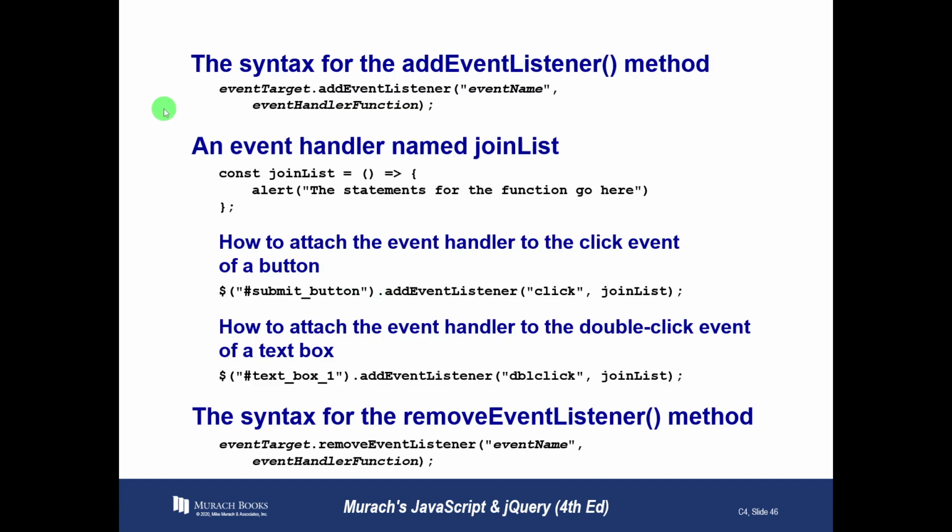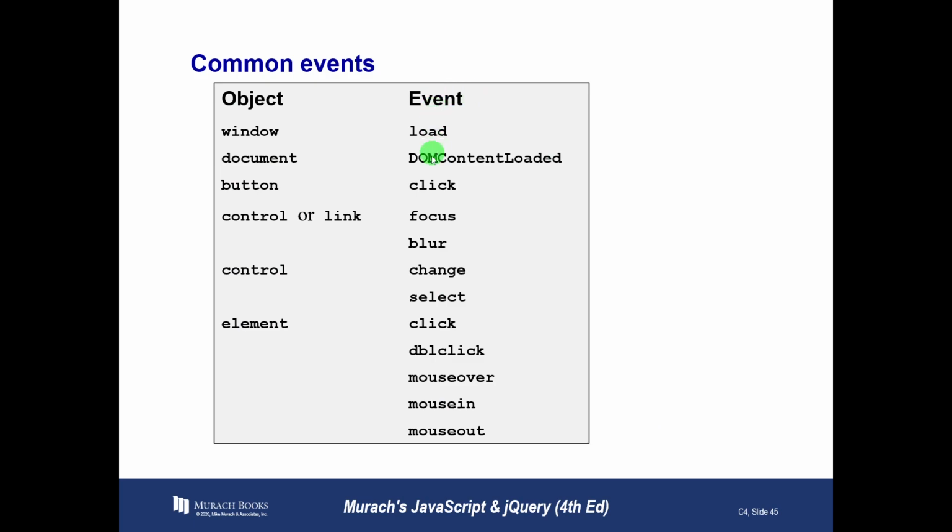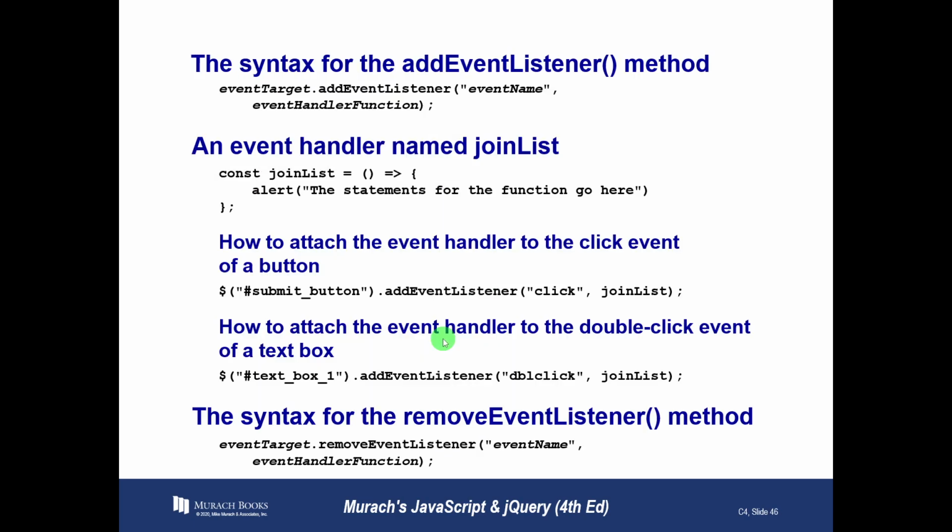So let's look at the syntax for the addEventListener method. Basically, we have to give it a target, and then we have to say addEventListener, and we give it the name of the event, and the names of the events are these names we looked at back here. And then we can tell it what event handler function we want to run when that event happens on this particular object.